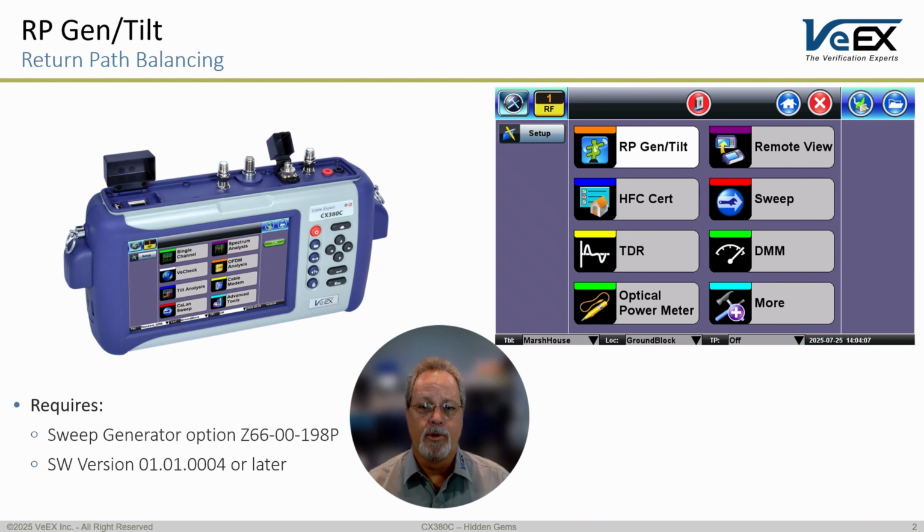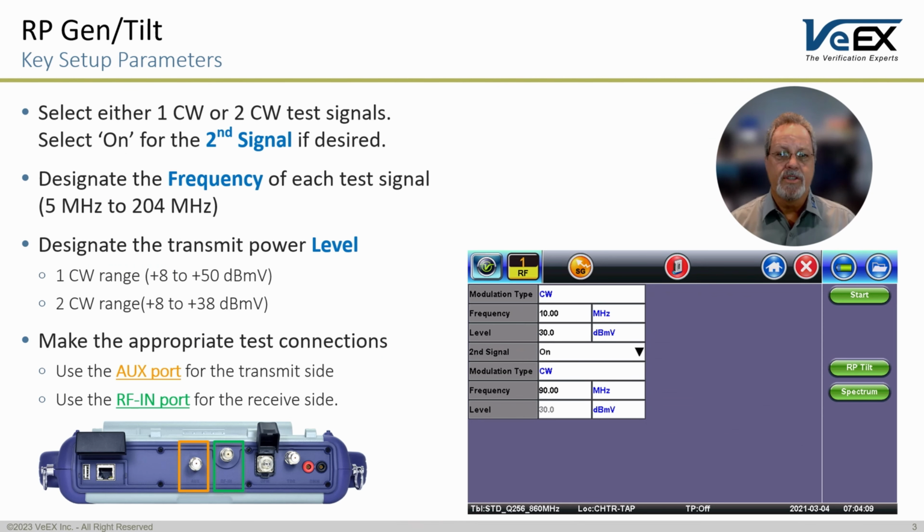To access this mode, you go from the main menu and select the More button. This will bring up a second screen, which you then select the RP Gen Tilt button. In the RP Gen Tilt, users can generate one or two continuous waves, or CW signals. To configure two carriers, simply set the second signal option to on. When generating two carriers, the frequencies can be adjusted between 5 MHz to 204 MHz.